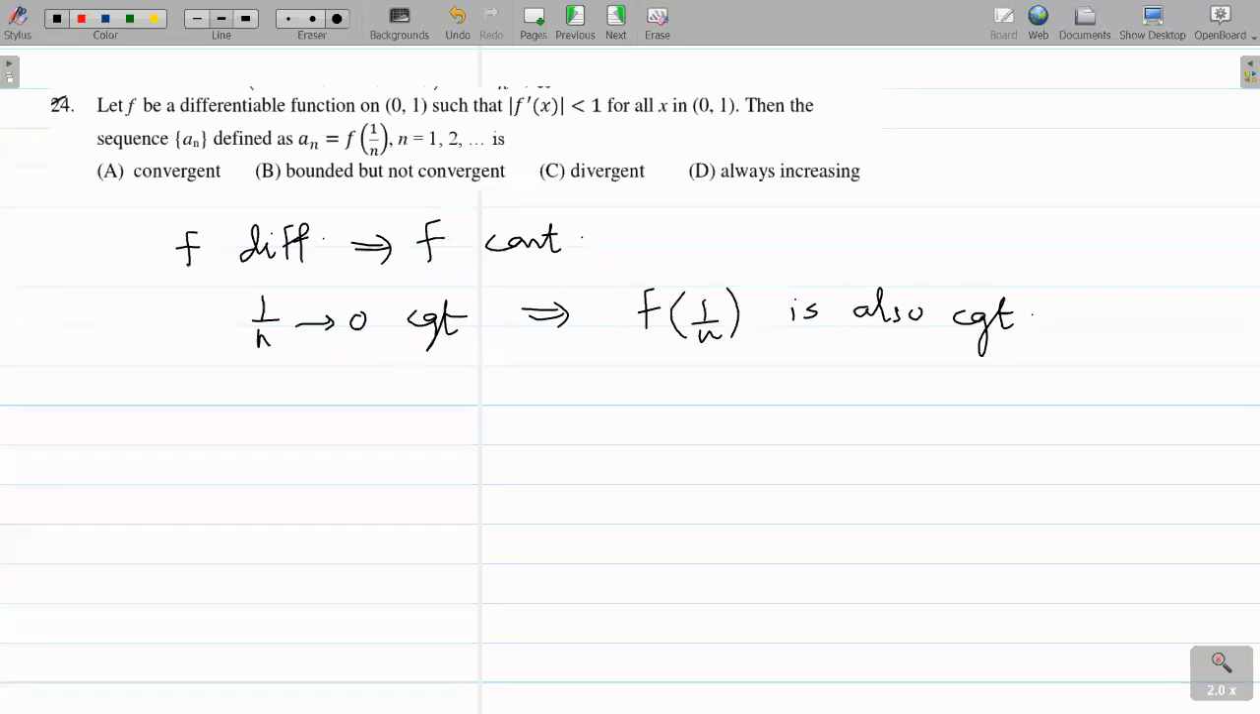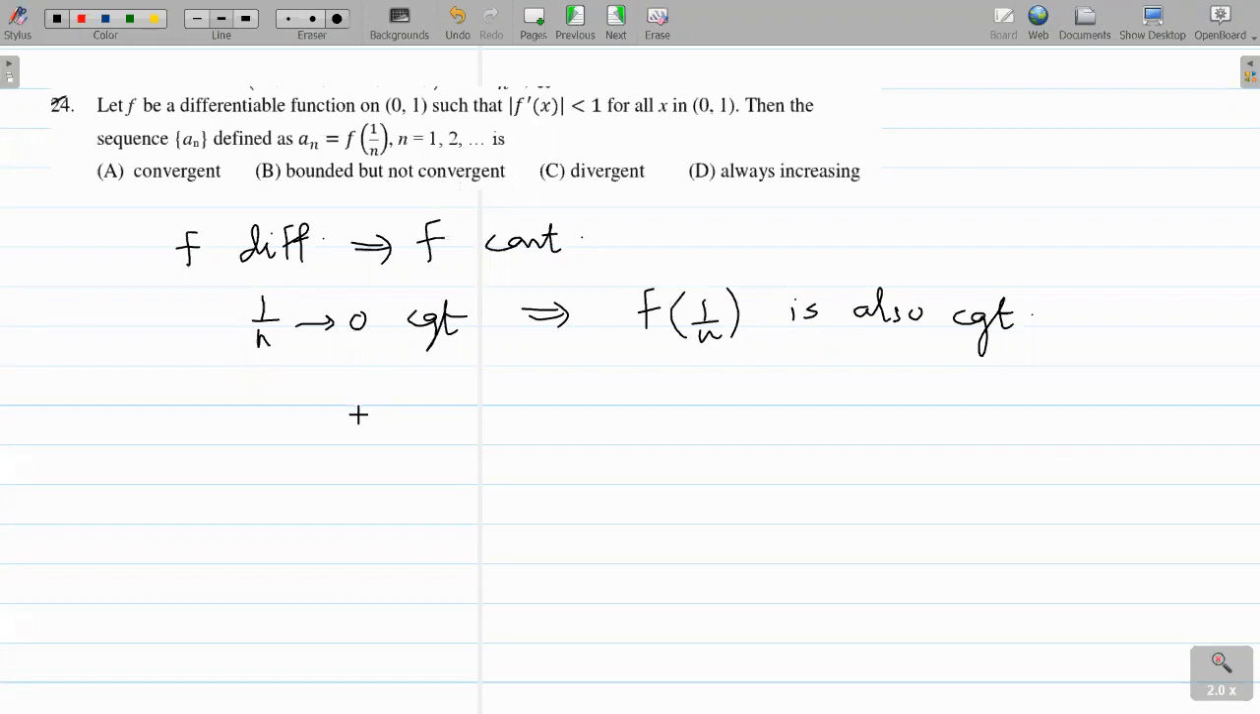I have taken this, given mod of f dash of x is less than 1. So from there, I have taken -1 less than or equal to f dash of x less than or equal to 1. But the function is differentiable on 0 to 1, so I have taken that f dash is lying between 0 and 1. And then I integrated over x. So I got 0 less than f of x less than x.